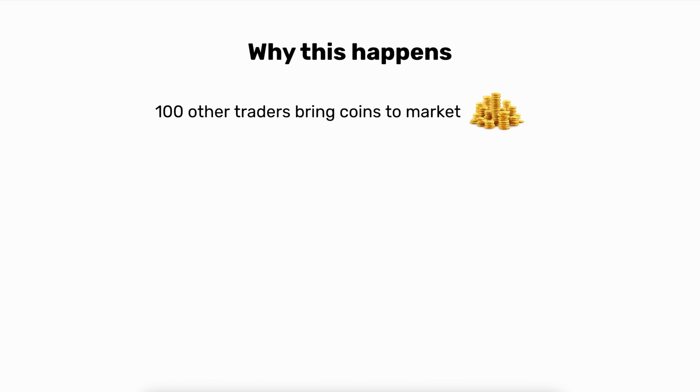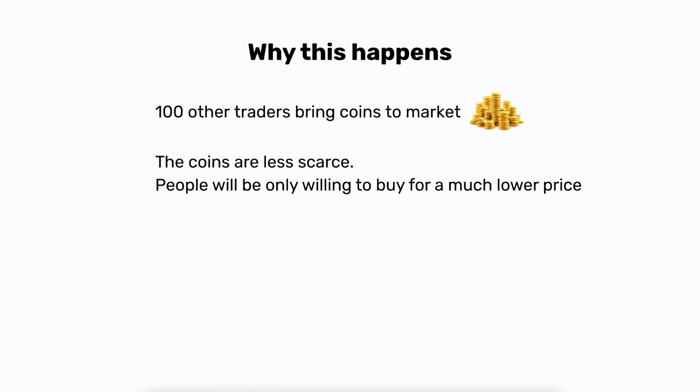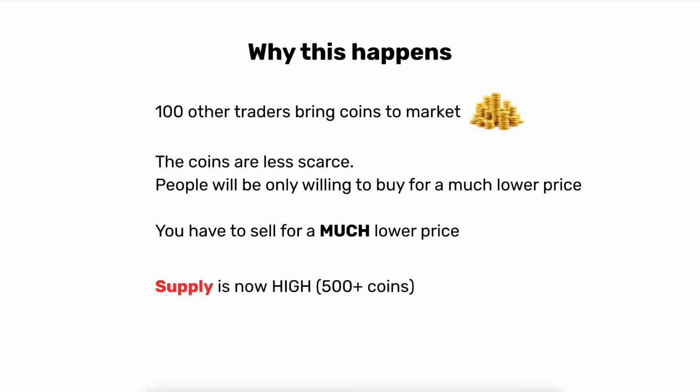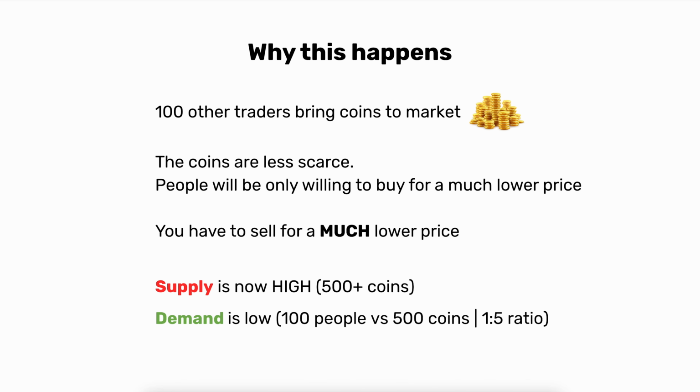And now to flip this scenario, let's say 100 other traders brought some gold coins to market. Now, the coins are less scarce. People are only going to be willing to buy if you offer them a much lower price. So, now you have to sell your coins for a much lower price. And why is this? Well, it's because supply is now high. If 100 other traders have turned up with 5 gold coins each, there are now 500 coins, or maybe even more. And relative to that, the demand is now low.